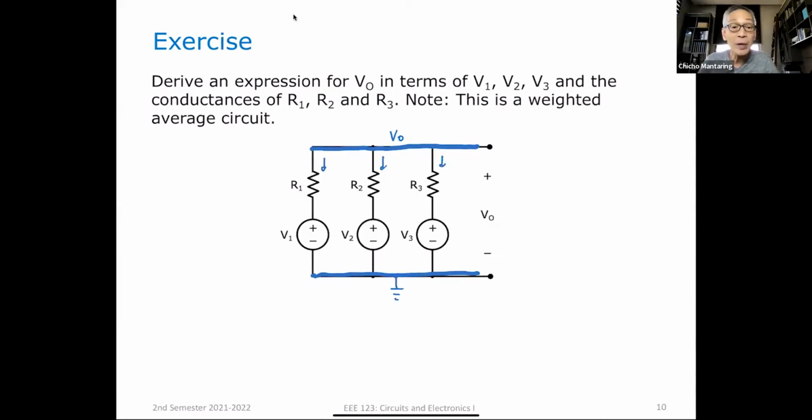Okay, what are my expressions for those three currents? Fortunately, I know the voltages at these particular nodes. The voltage at this node is V1, the voltage at this node is V2, and the voltage at this node is V3. These are non-essential nodes, but I know the node voltages, no? Because that is established by these sources. So what is now my KCL equation?